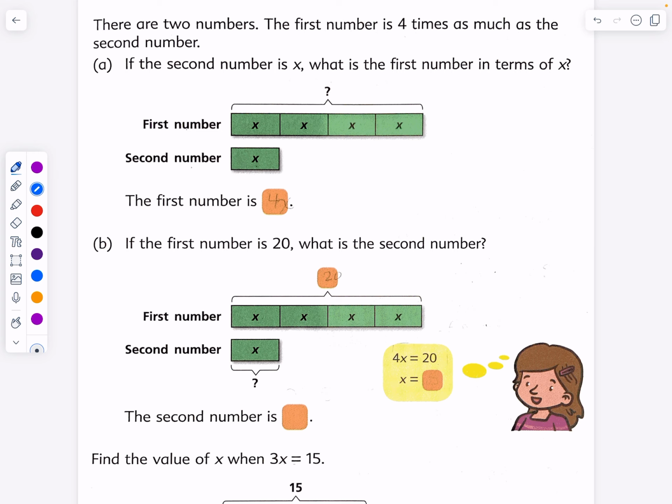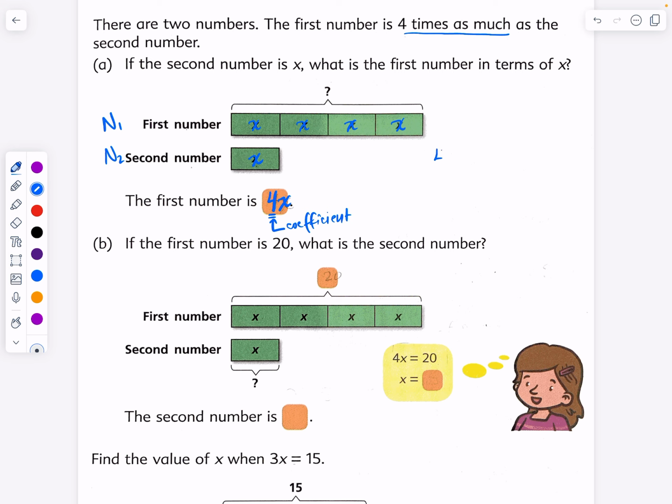There are two numbers. The first number is 4 times as much as the second number. So the problem is talking about number 1 and number 2. What do we know about these numbers? Let the smaller number be x. Then the other number is 4 times x, 4 times as much, or 4 times x, we write it 4x. Remember, 4 is called a coefficient. That's the number in front of the variable.